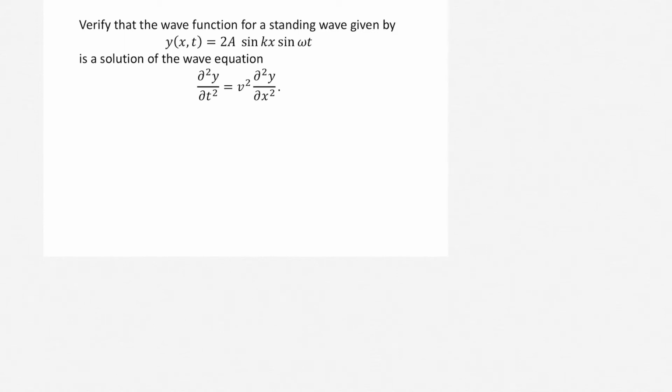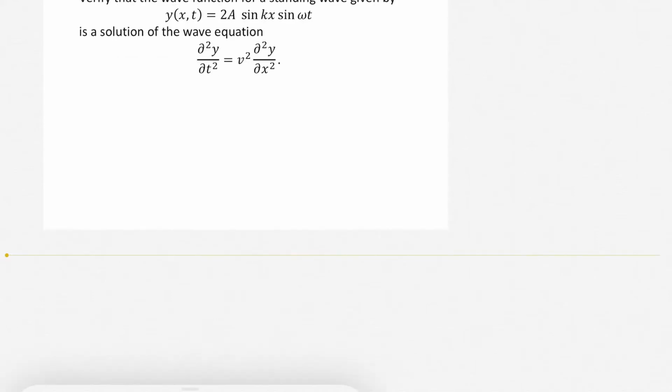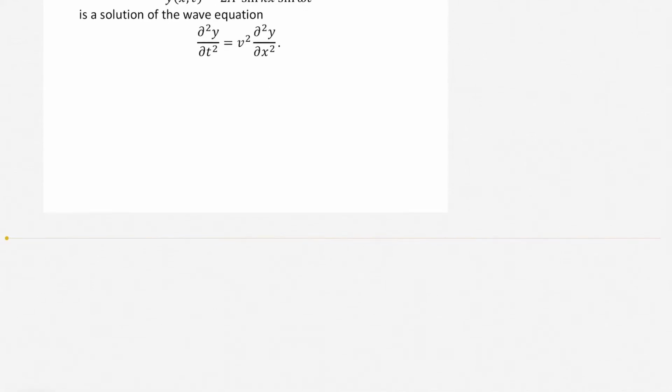So in this practice, verify that the wave function for a standing wave given by y equals 2a sin kx sin omega t is a solution of the wave equation. The wave equation is given by the second derivative of y with respect to t equals v squared times the second derivative of y with respect to x. Maybe we could consider the derivative.